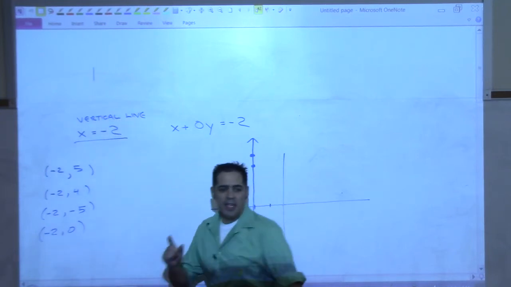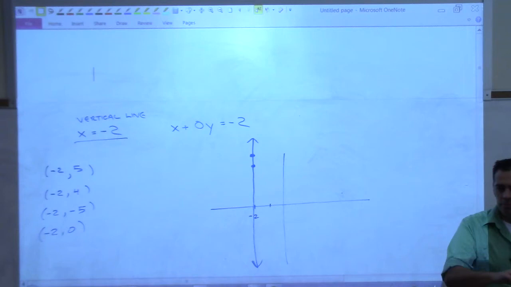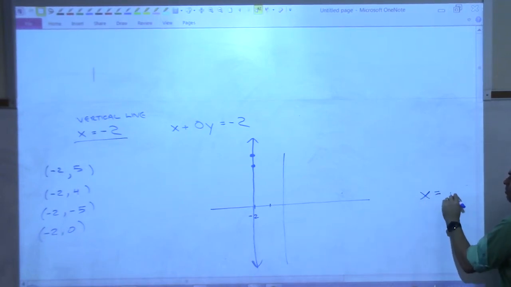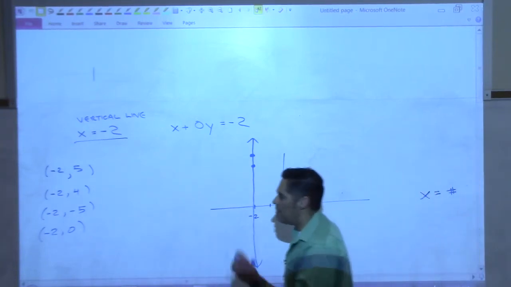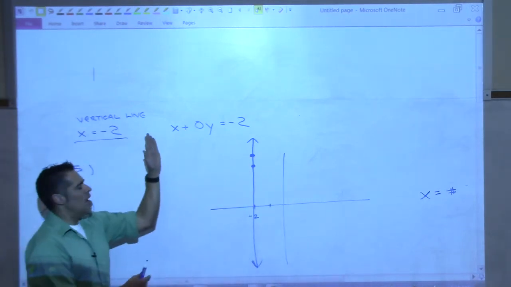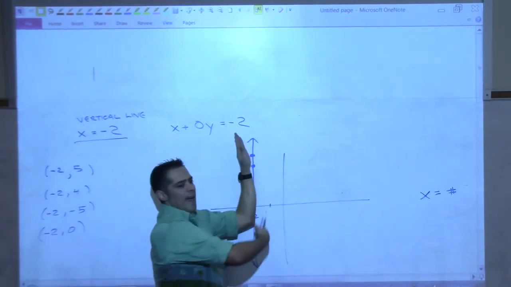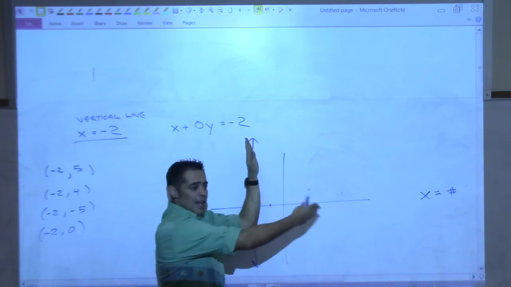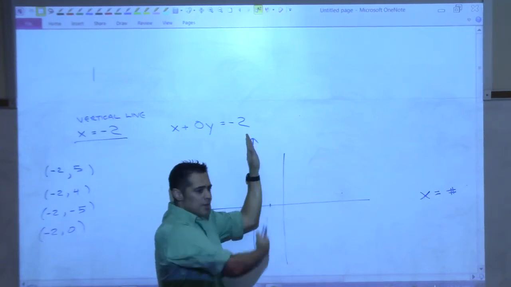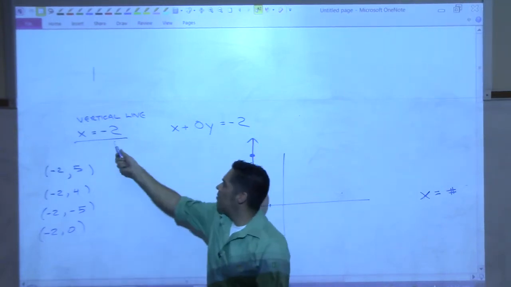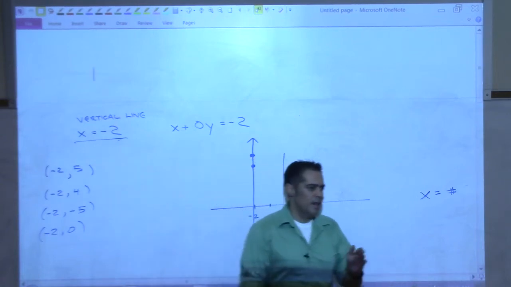So whenever you see x equals a number, you're looking at a vertical line. The way that I remember it is vertical lines, all the x values are the same. Your left and right is x. They're all the same in a vertical line. And this is telling you x has to be staying at negative 2 the whole time.